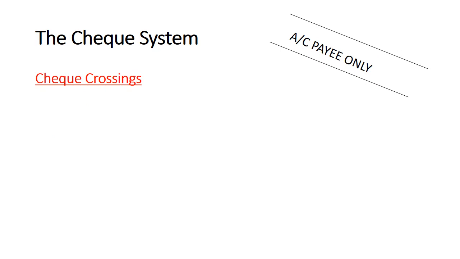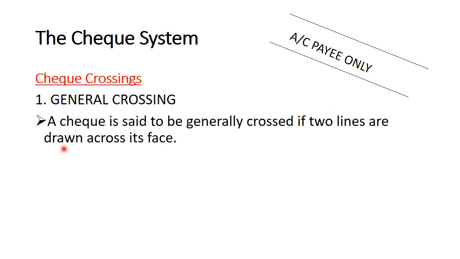Now there are two types of crossings. The first is called general crossing. An example of a general crossing looks like this. These are words that are going to be written there: account payee only. So what is a general crossing check? A check is said to be generally crossed if two lines are drawn across its face.